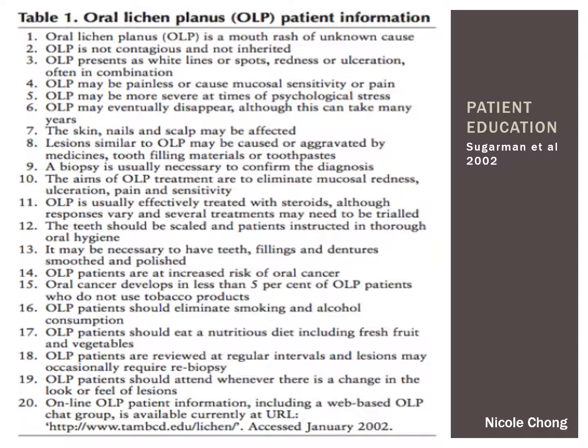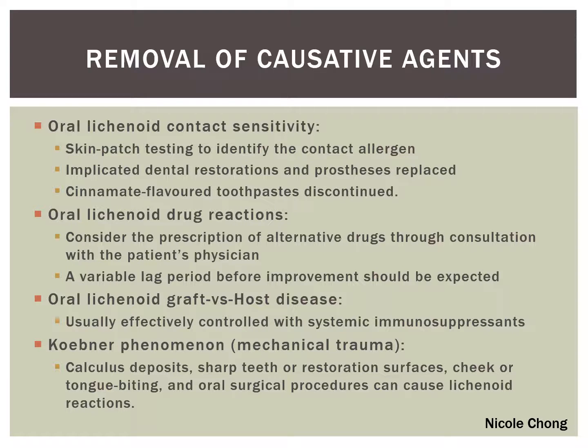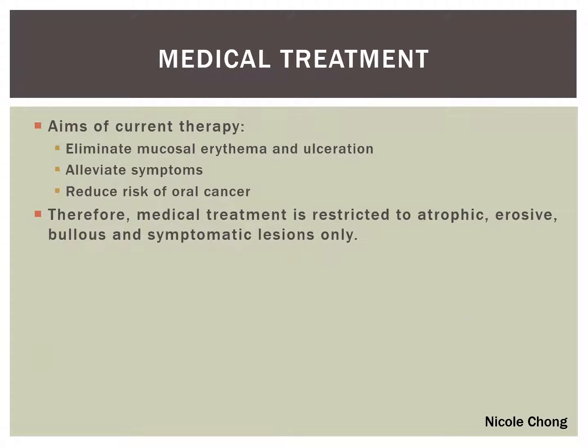Many patients are concerned about the possibilities of malignancy and contagion. Patient education may improve the outcomes of therapy and further reduce the risk of oral cancer. Let us now move on to lichenoid reactions. The removal of causative agents is a main treatment. More details are listed for the different types of lichenoid reactions on this slide.